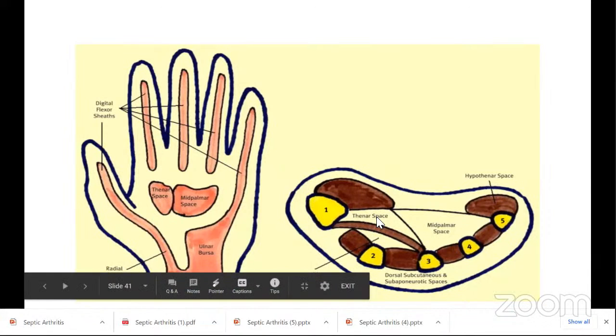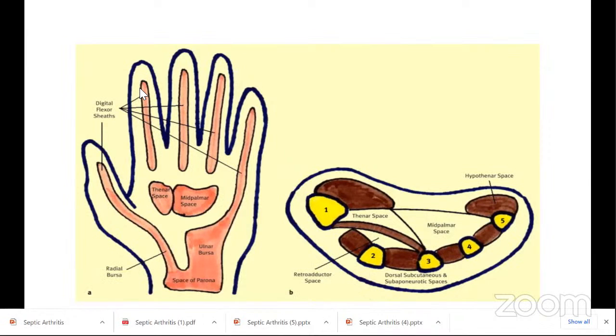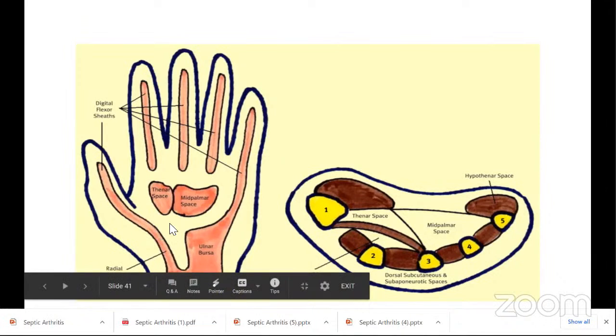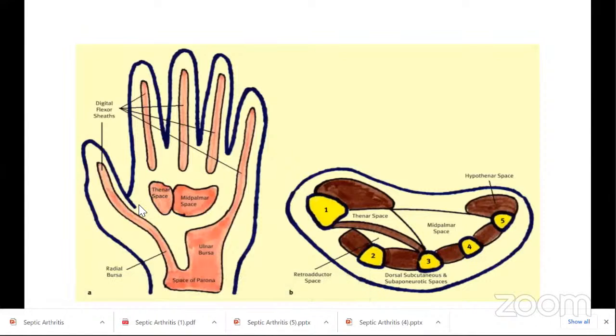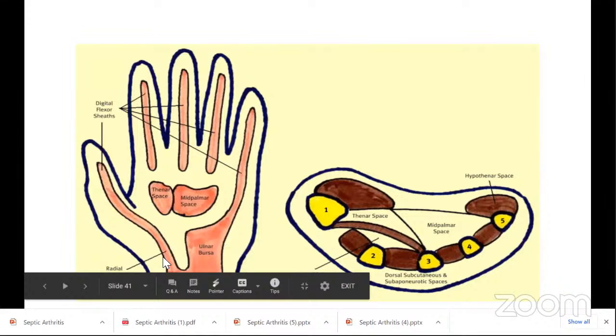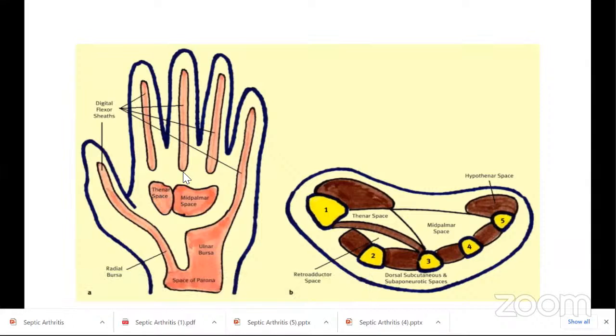So the tenosynovitis of the index finger can extend till here. That is the thenar space. You can see this thenar space. Thenar muscles are here, thenar eminence is here. Thenar is with respect to the thumb. Thenar space is here. Okay. Other tenosynovitis can spread up to the mid palmar space. Why this? You please remember. I will come to that very important question a little later.